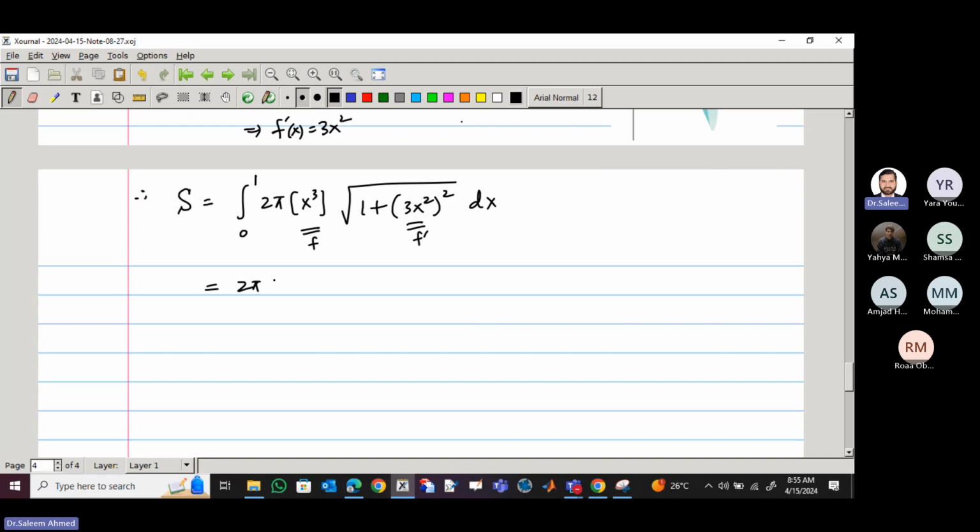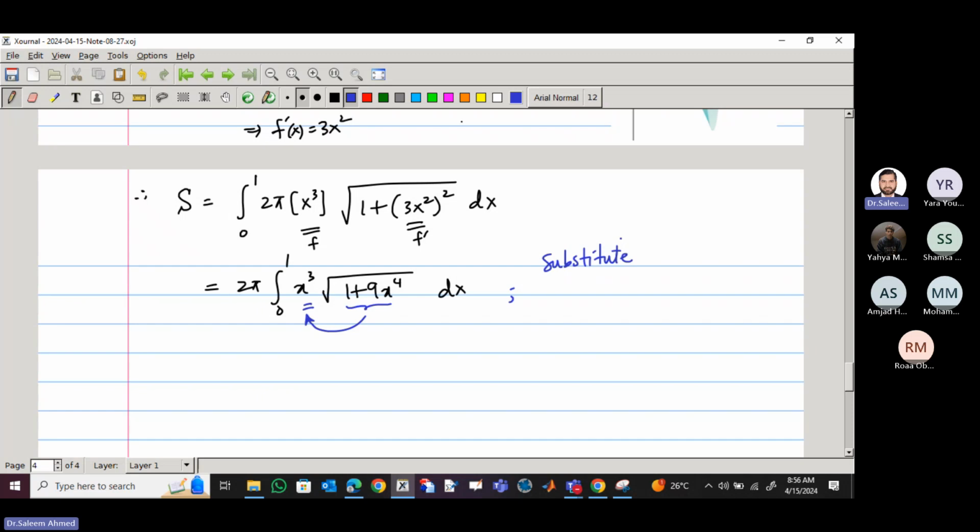2 pi is a constant. I can write it outside. x cubed inside, and here it is square root of 1 plus 9x to the fourth dx. Now you see, 1 plus 9x to the fourth has the derivative x cubed, right? So I can use this substitution.